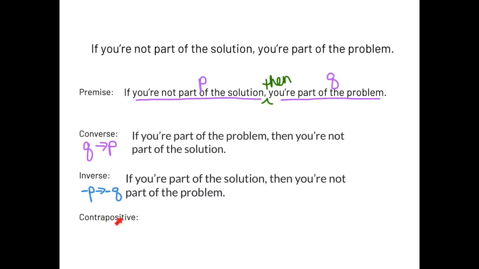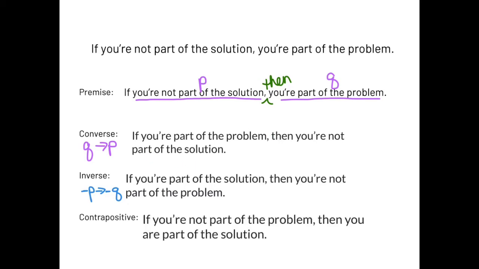So the contrapositive is, now I'm going to take this converse and I'm going to say if you're not part of the problem, then you are part of the solution. So we took the converse and negated it. So if not Q, then not P.